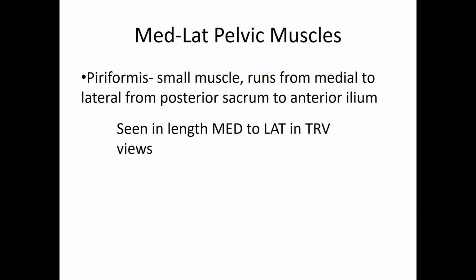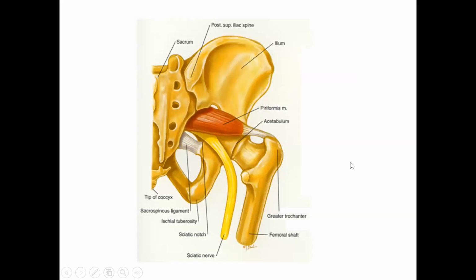Okay, so these ones run medial to lateral. So the piriformis. Basically, it's in the posterior aspect of our patient, and then they run towards the anterior. So not just lateral to medial, but slightly posterior medial to anterior lateral. We're going to see these in length when we are in transverse. So here they are, anterior lateral, posterior medial.